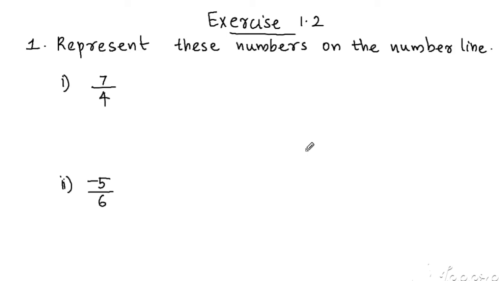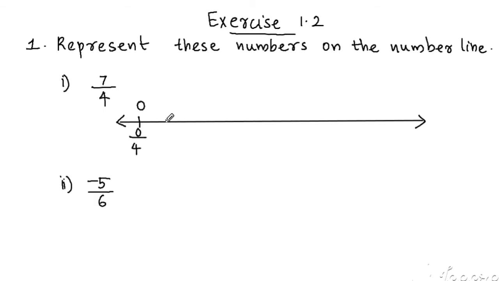Hello students, the first problem in exercise 1.2 is: represent these numbers on the number line. Numbers are given, so first we have to represent 7 by 4 on the number line. For that, first draw the number line. You can see that it is a positive number, so draw or plot points on the right side of 0.